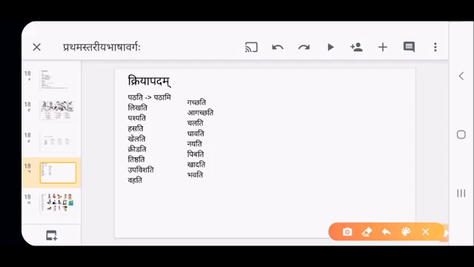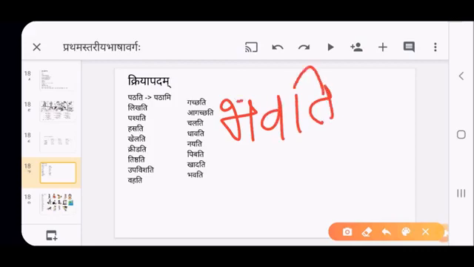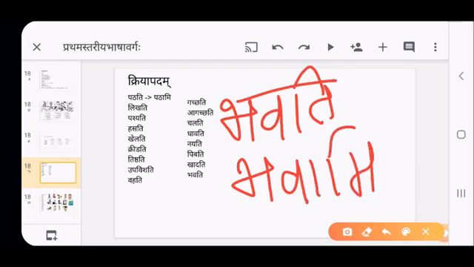What meaning does "bhavati" and "bhavami" have here? "Bhavati" means happens. "Bhavami" means I happen. "Bhavati" is somebody else: he, she, or something happens, or some event happens, like "ratrihi bhavati," night happens.